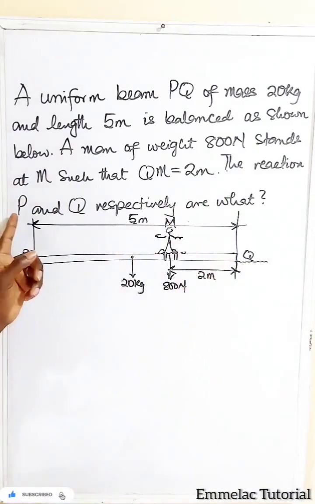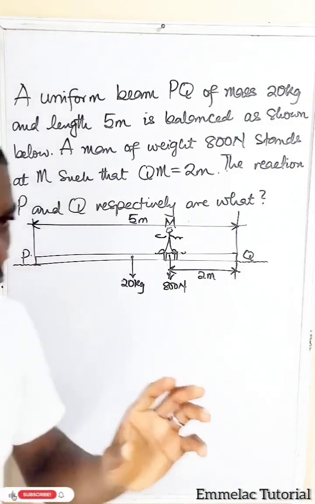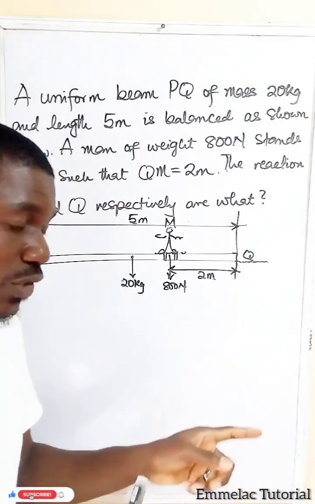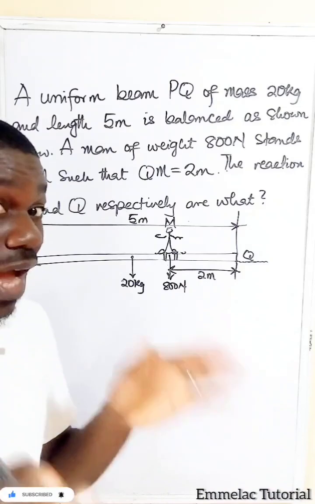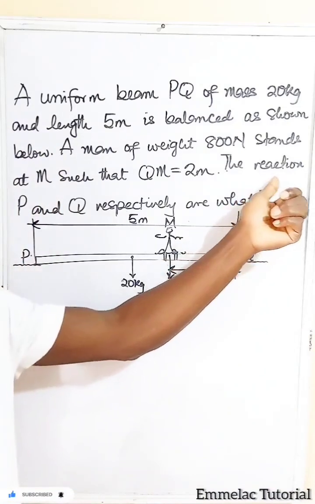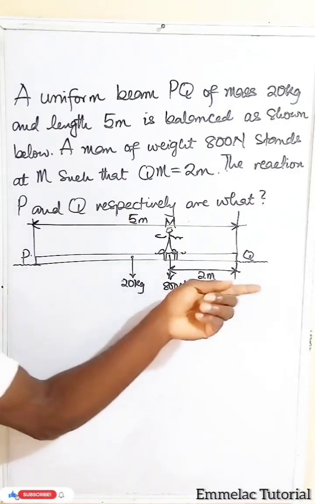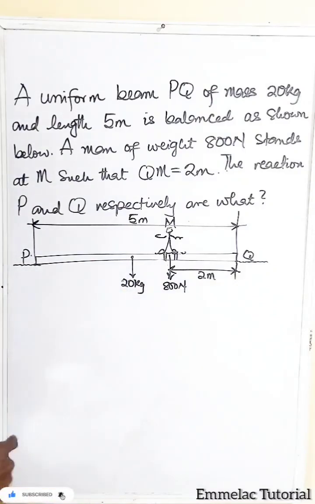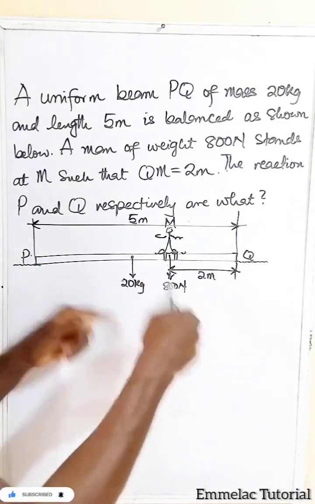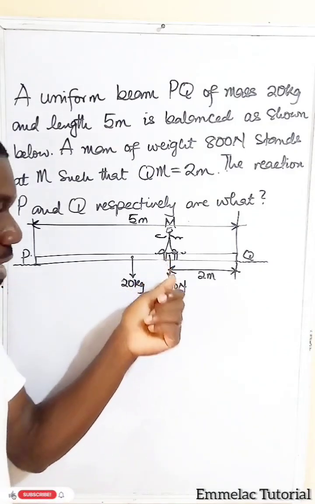Now the reactions at P and Q respectively are what? First of all, we should understand what reaction is. According to the third law of motion, action and reaction are equal and opposite. For the fact that P and Q are reacting, it definitely means there is an action on them that is making them react. And this action is done by the mass of the beam and the weight of the man.